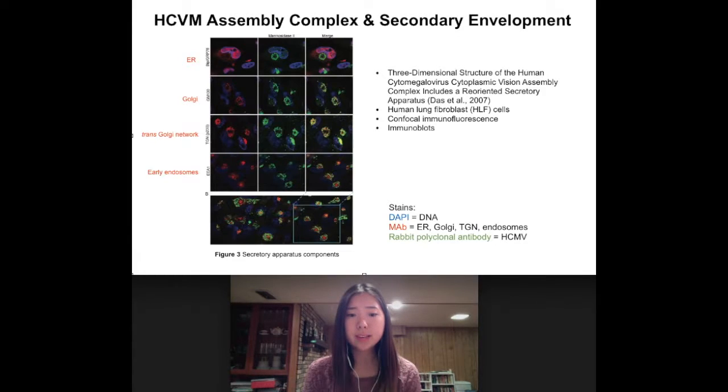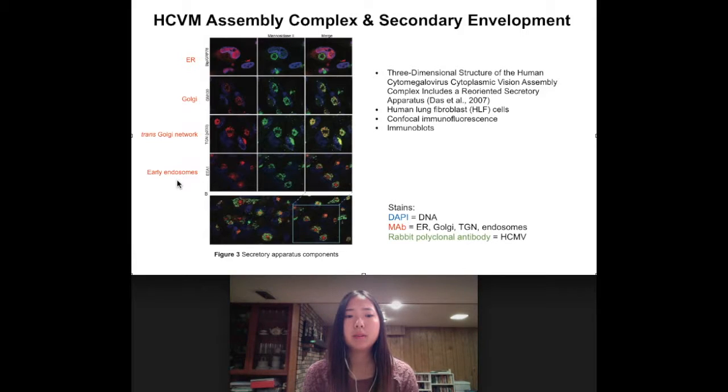Human lung fibroblast cells, or HLF cells, were used in this study since herpes virus can occur in fibroblasts and use them as host cells. The main techniques used in this study were confocal immunofluorescence and immunoblots. Immunofluorescence was also used in the study on de-envelopment. So again, with immunofluorescence, we're looking at staining particular molecules with a fluorescent dye in order to track them for study. With immunoblots, what we then do is use these tracking antibodies specifically on a membrane, and gel electrophoresis is also used with immunoblots.